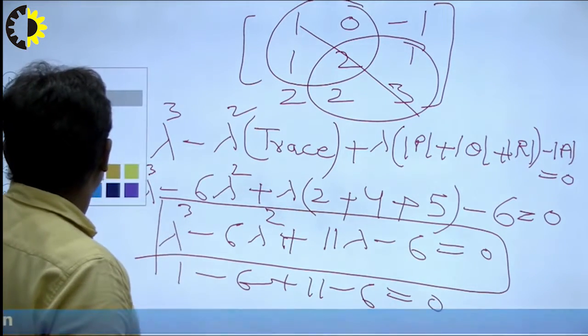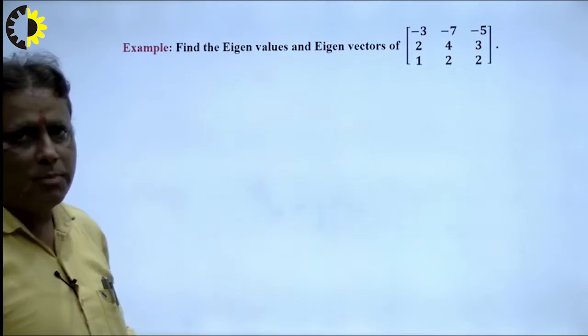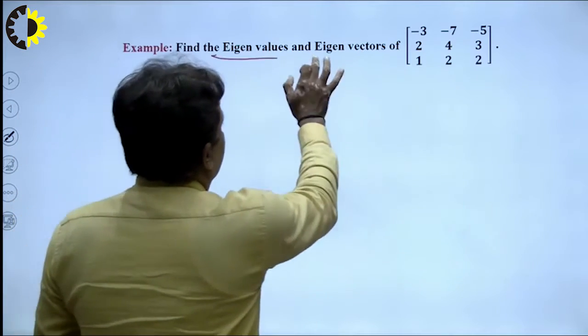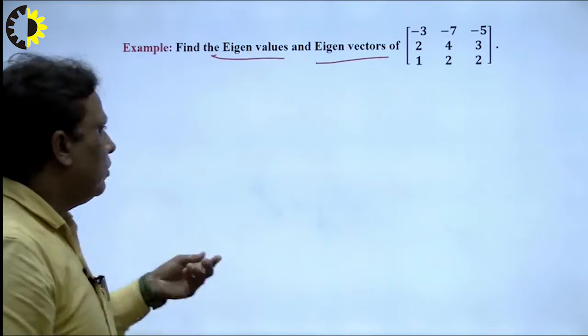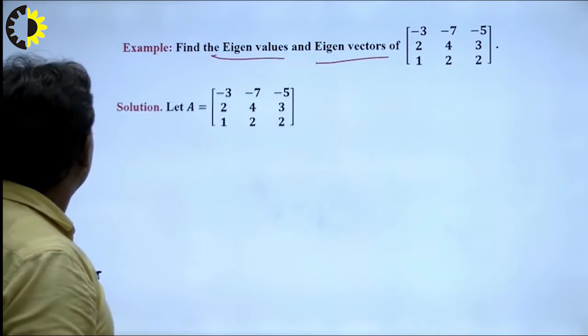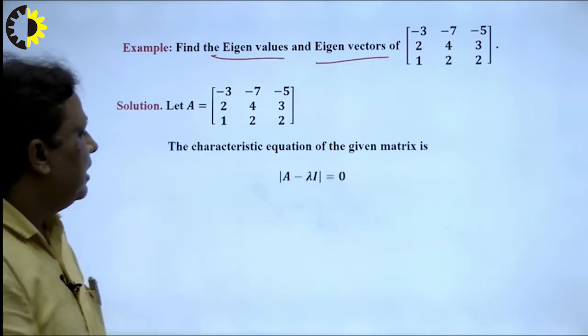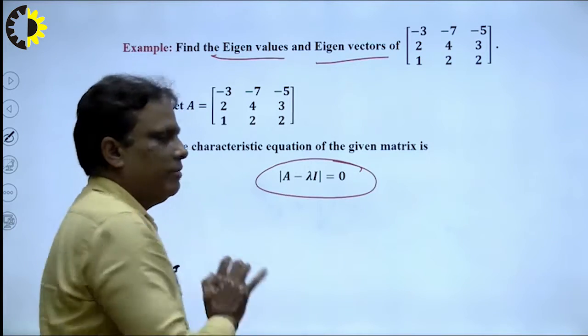Now the question is how to approach any problem and how to solve such types of problems. I have a problem: find the eigenvalues and then the eigenvectors. How to calculate? First of all, we take the given matrix as A, and how do we obtain the characteristic equation? This is known as the characteristic equation.